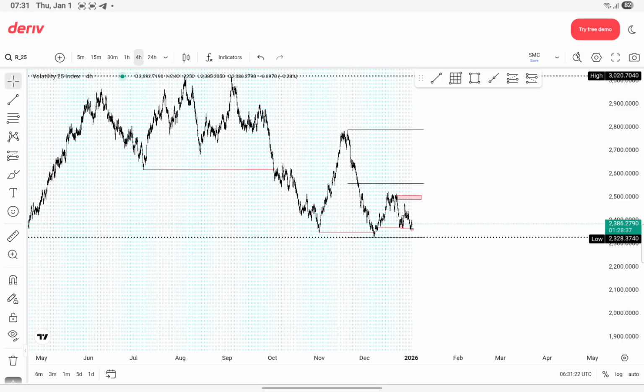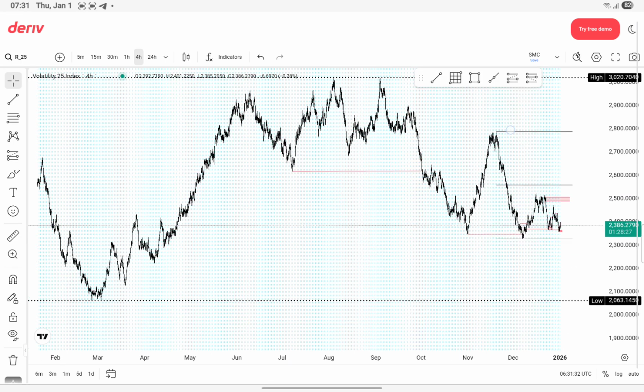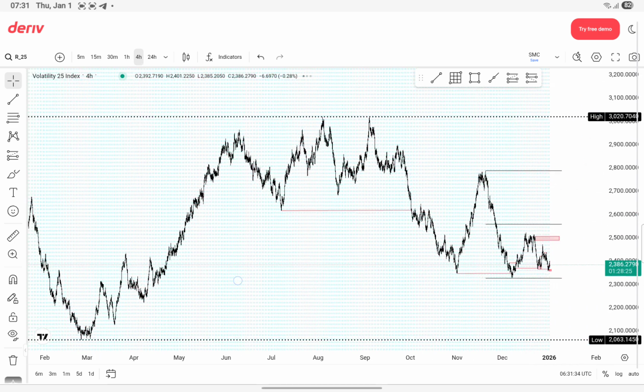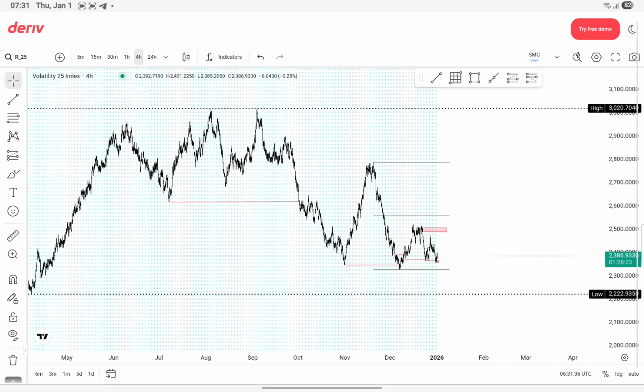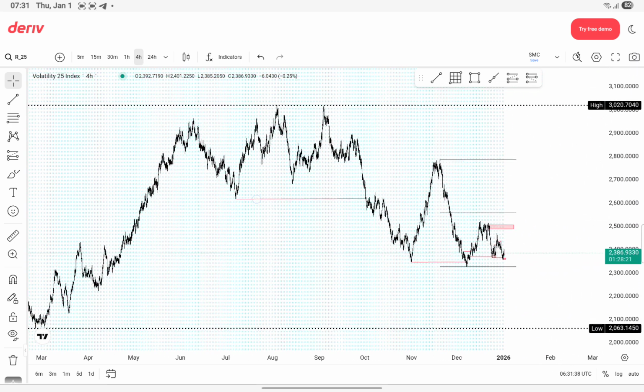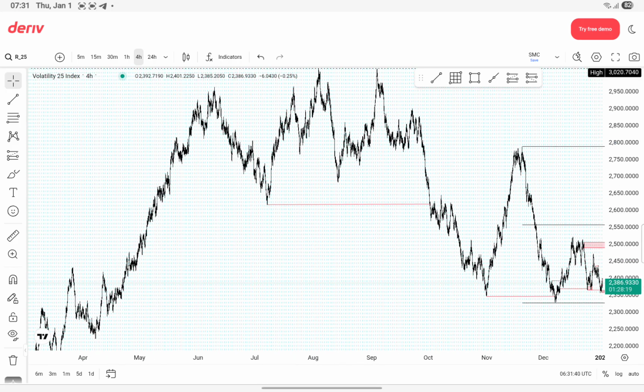range liquidity market structure. Understanding your directional bias, your trading range, your market structure, liquidity, and others. So I usually start my analysis on the 4 hours time frame, and on the 4 hours time frame you can see this low being broken here.